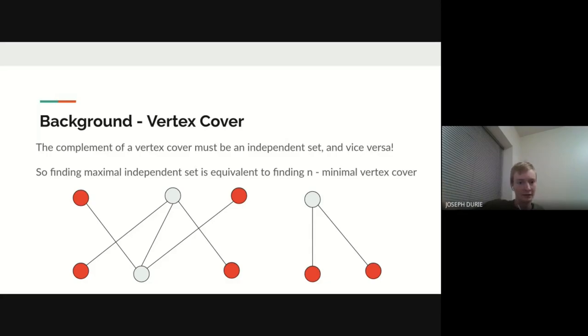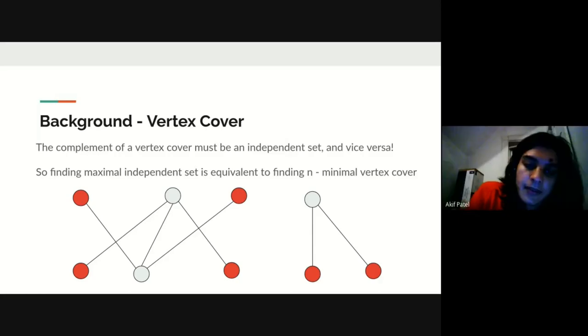And in the same way, if you have a vertex cover, you know that every edge touches at least one vertex in that set. So if you take everything that's not in that set, you can't have an edge that's fully within there, because it has to touch something outside of the set. So finding our MIS is reduced to just finding a minimal vertex cover, so a vertex cover of small size, and then doing n minus that, to finally get the complement.